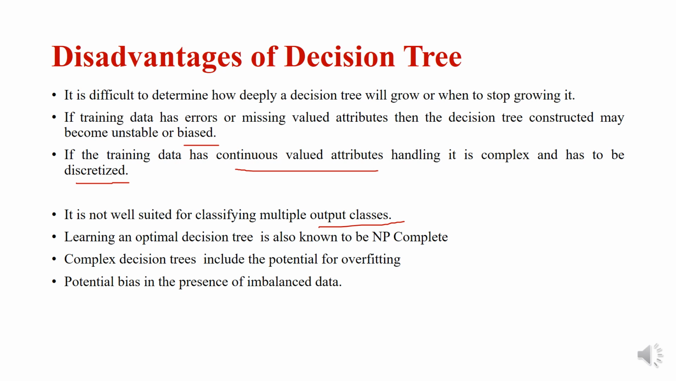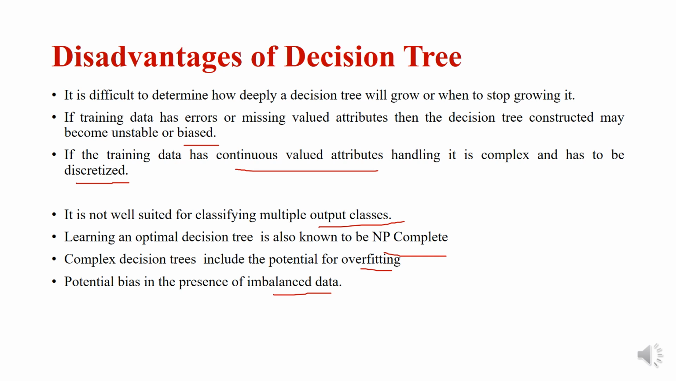Then learning an optimal decision tree is also known to be an NP-complete problem. Here we already know that some problems can be solved using polynomial time, but NP-complete problems cannot be solved in that linear form. Then complex decision trees include the potential for overfitting. So it may lead to problems like overfitting and underfitting, and potential bias in the presence of imbalanced data. Potential bias means that when we have missing values or some erroneous data, it leads to some bias.